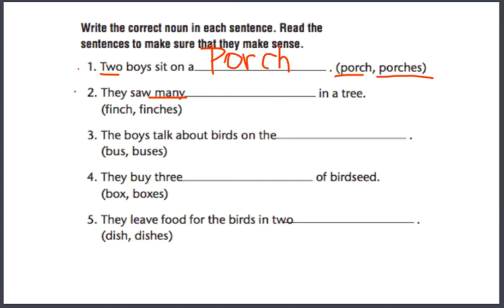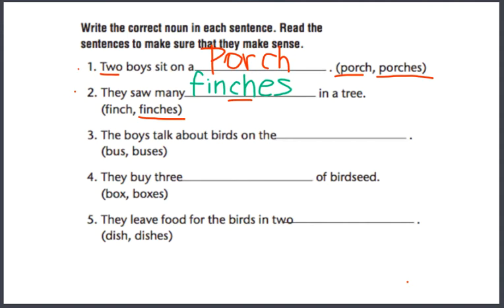They saw many finches. So you can always use clues in a sentence to also help you figure it out. Finches. And I add that ES because of the ch in the base word, finches.